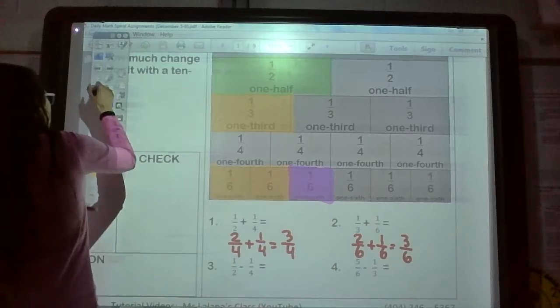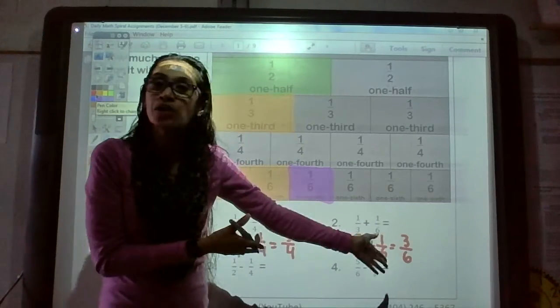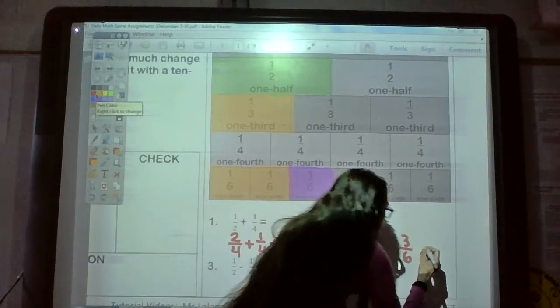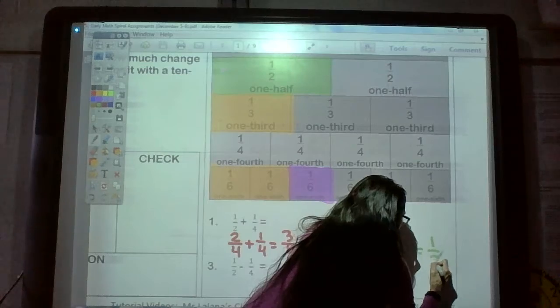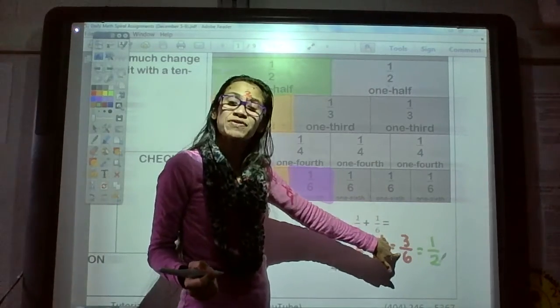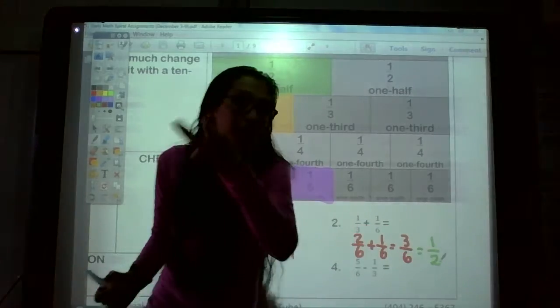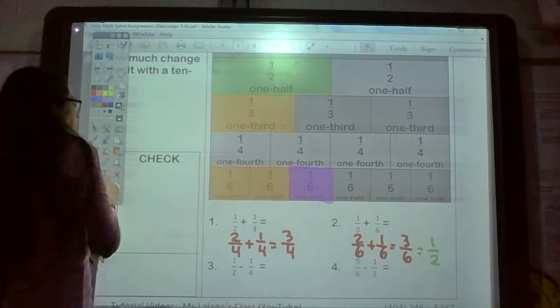So let's write that down here at the bottom because that's actually how we simplify, how we reduce that fraction. 3/6 is the same thing as 1/2. And you notice, look, 3 is half a 6. Huh? Bam, bam. Blew your mind. Yes. All right, let's look at the next one.